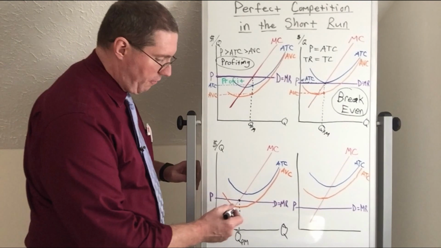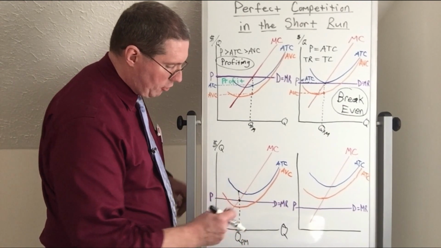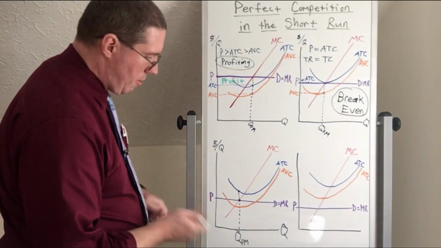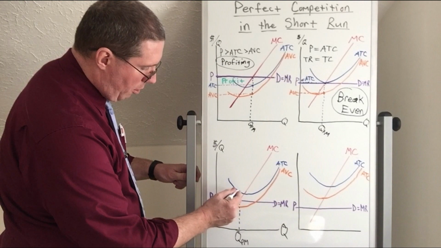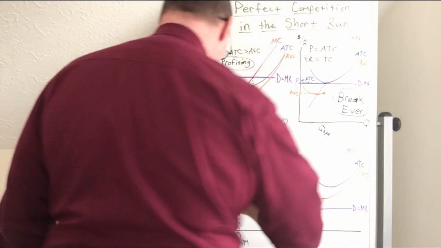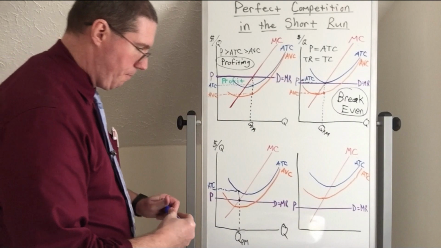But I can already see that this firm is not profiting. In fact, if I extend this vertical quantity line up to the average total cost curve, we can see we've got our price, and at our average total cost we'll come over here, and we can see right away that average total cost, if I put an ATC here, is larger than price.